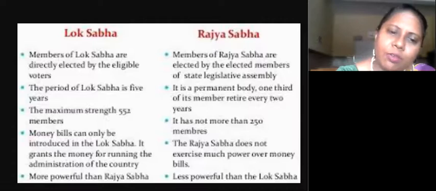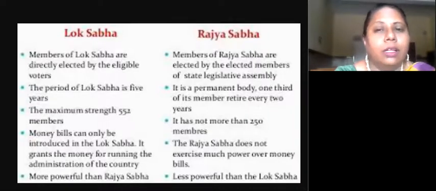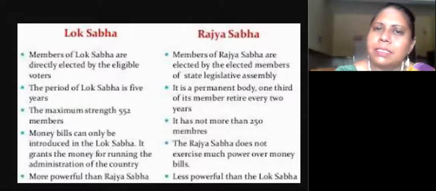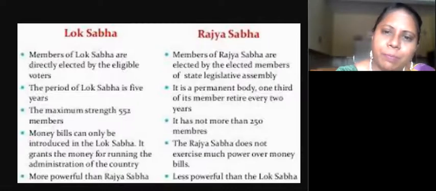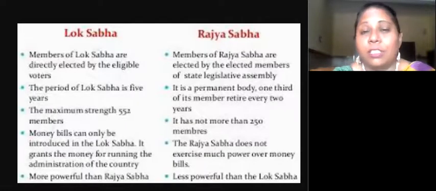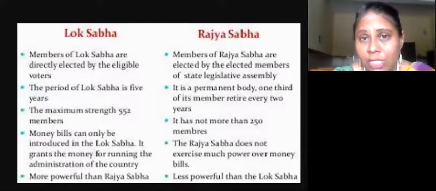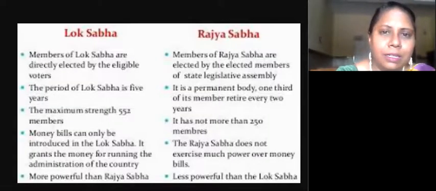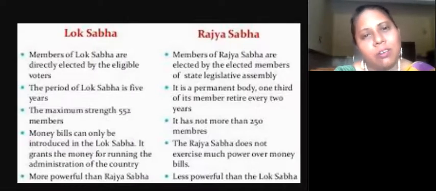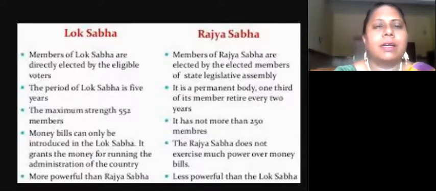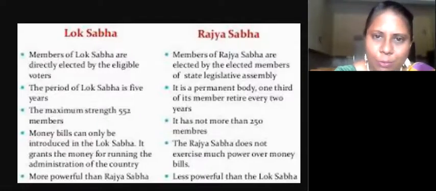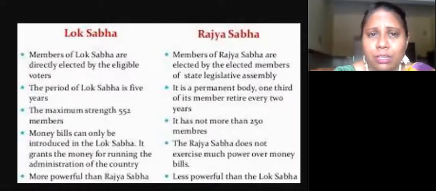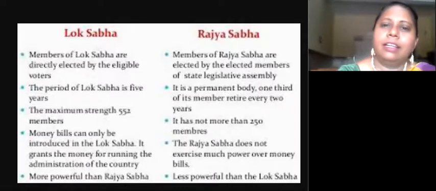The maximum strength of Lok Sabha is 552. Of Rajya Sabha, it should not be more than 250. Money bills can only originate in Lok Sabha, and Rajya Sabha can keep them for 14 days. The bill doesn't originate in Rajya Sabha. Lok Sabha is the House of the People. Rajya Sabha is the Council of States. Lok Sabha is a temporary house. Rajya Sabha is a permanent house. So you see, Lok Sabha is more powerful than the Rajya Sabha.